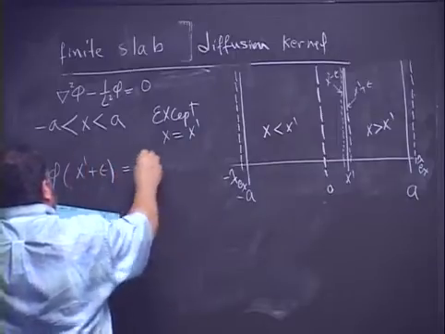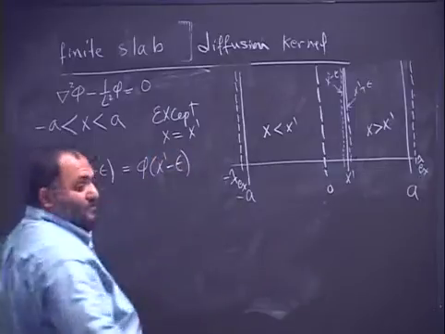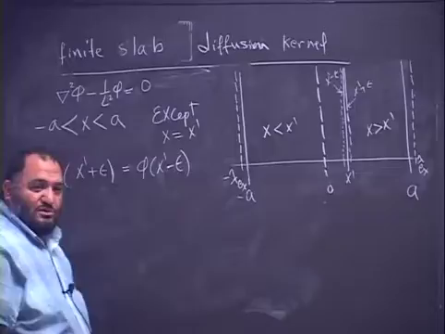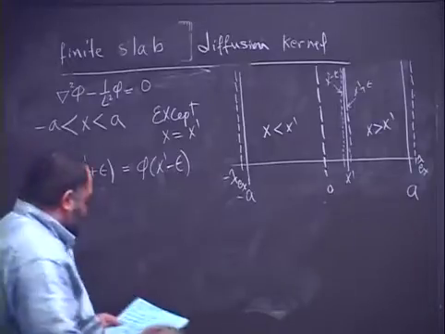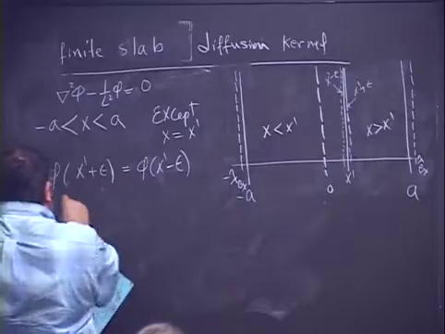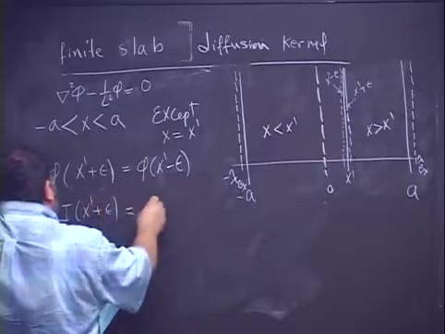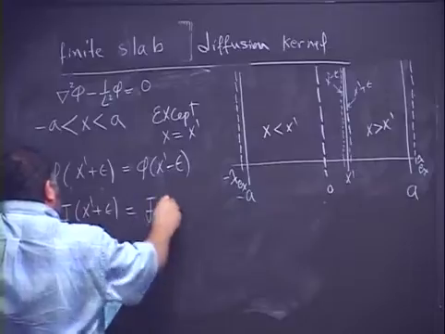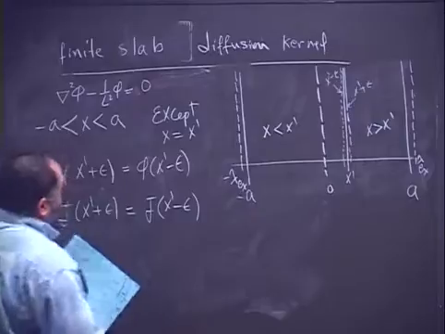So what's the flux at x prime plus epsilon? The flux should be equal to the flux at x prime minus epsilon. This is the continuity of the flux around the source. What about the current? The current at x prime plus epsilon is equal to the current at x prime minus epsilon. Is there anything missing?